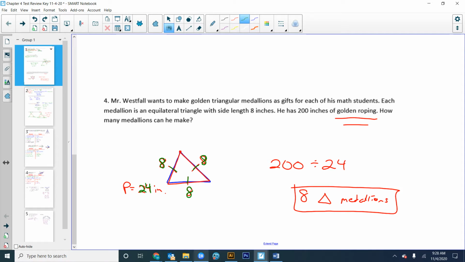Does everyone see how you're going to have to take 200 and divide by 24 to get 8 medallions? You can make 8 of them if you have 200 inches of golden roping. One short in this class, right? Who's going to be the person left out? Questions on that one?